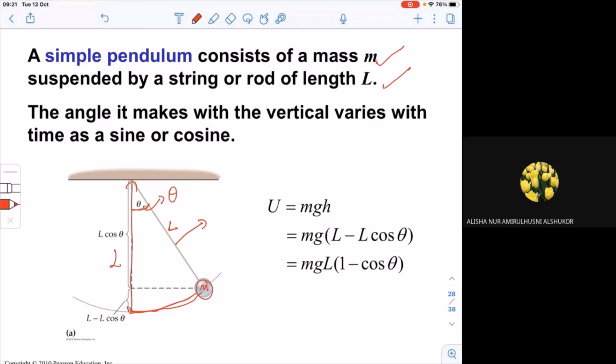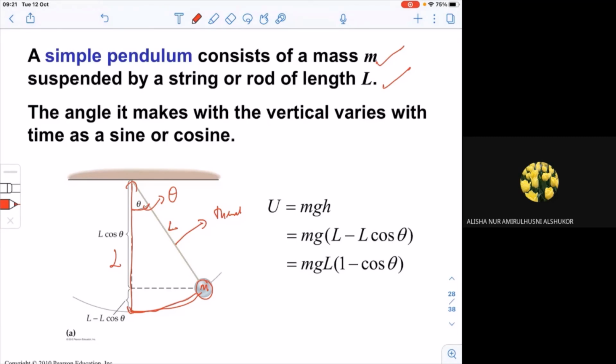Whether it is a cable or thread, there must be some rule that this rod, cable or thread cannot have mass. It must be massless, very light, because this is a simple pendulum, so just a mass suspended by a string. So this string must be massless. Tak boleh ada value. That's why kita gunakan benang.